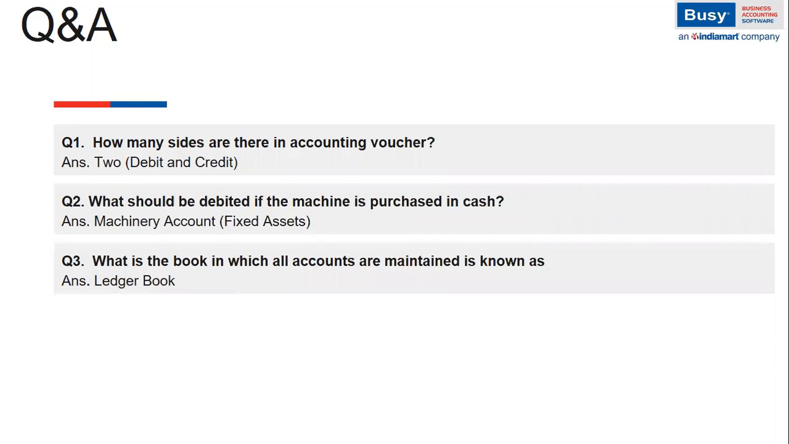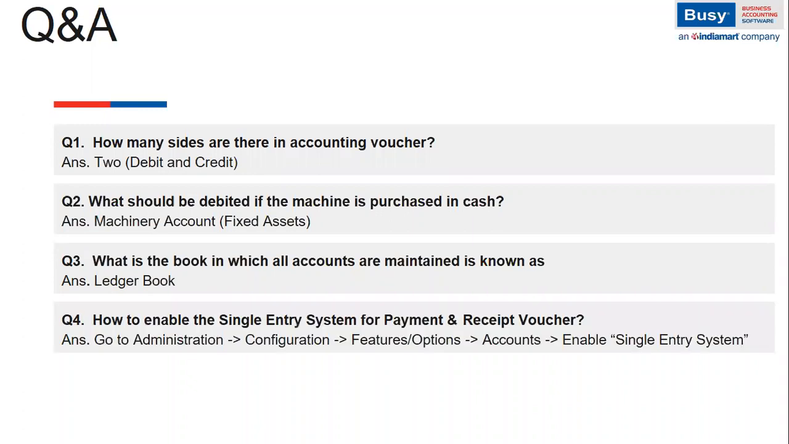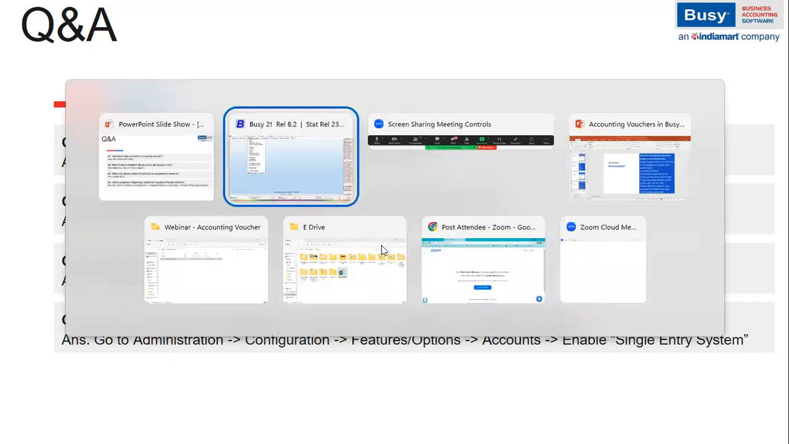The third question is, the book in which all accounts are maintained is known as the ledger book. So all the transactions will show you in the ledger book of the account. You can view it. Question 4 is how to enable the single entry system for payment and receipt voucher. Go to administration, configuration, feature and options, account, enable single entry system. Let me show you in the Busy software.